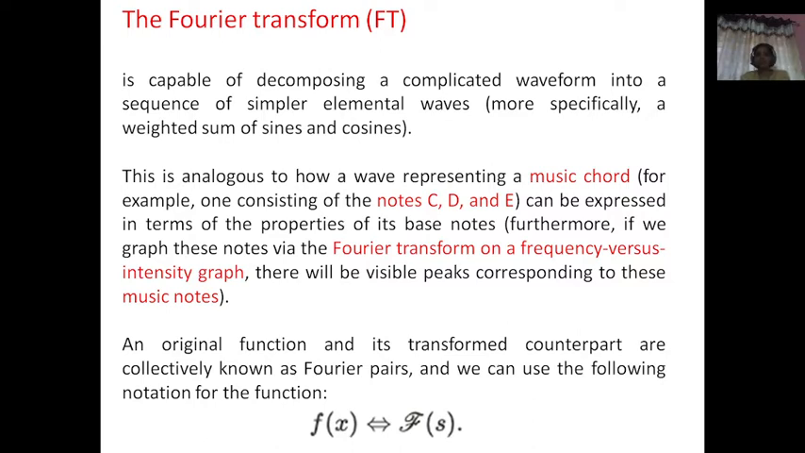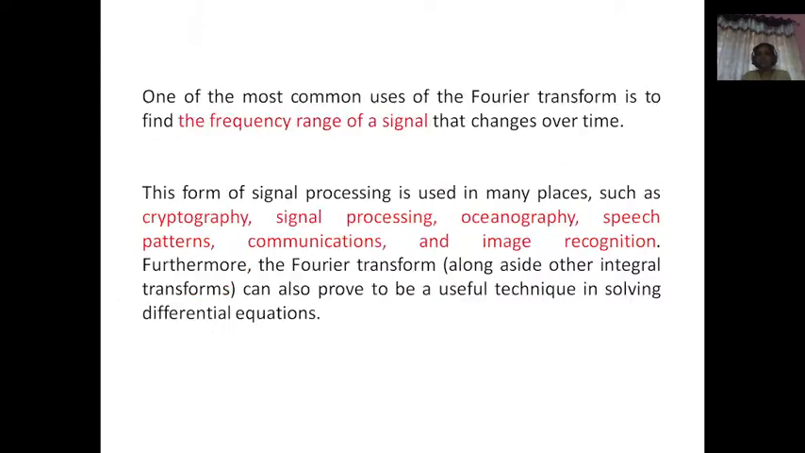For example, one that consists of the notes C, D, E can be expressed in terms of the properties of its basis notes. Further, if we graph these notes via the Fourier transform on a Fourier frequency versus intensity graph, there will be visible peaks corresponding to these music notes. An original function and its transformed counterpart are collectively known as a Fourier transform pair.